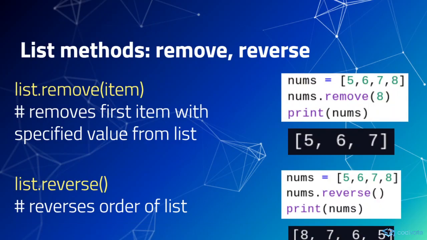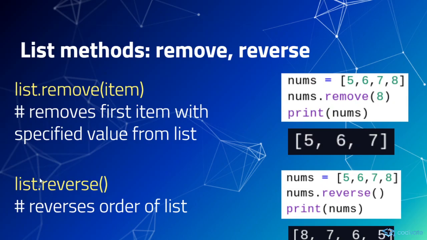Our next methods are remove and reverse. If you want to remove an item from a list, instead of specifying the index, we want to give it the actual value, you would use the remove method. In this example, we remove 8 from nums, so nums will no longer have the first occurrence of 8 in it. As you can see, we have our nums, 5, 6, 7, 8, nums.remove(8). Now we print nums. It no longer has the 8. So remove uses the value, and pop uses the index.